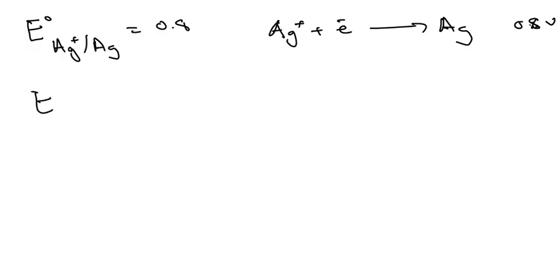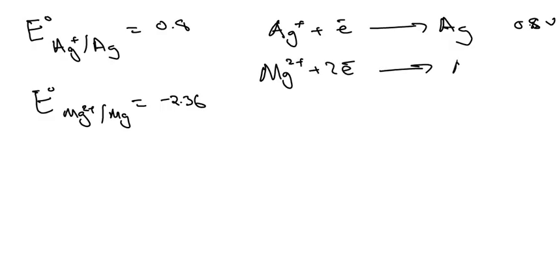Then again, when they say the electrode potential for the conversion of magnesium 2+ to magnesium solid is given as negative 2.36, meaning to convert magnesium 2+, we need 2 electrons, of course, to form this guy. The voltage is negative 2.36. We can balance the electrons by multiplying the first one by 2. So we know if we multiply this by 2, it won't affect the value of the E cell.